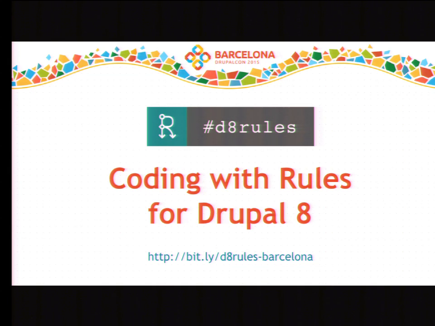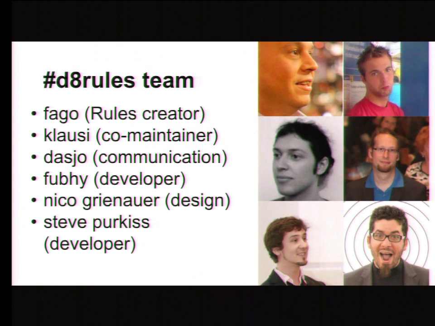So, finished the first milestone for the clicker. This is today, you can see, part of the rules team. This is Fago, the creator of the rules module. Klausi, the co-maintainer. I do kind of organizing around the initiative that we have. And there's also Fubi helping out with development, Steve Perkis, and Nico Greenauer did the great new logo for the rules initiative.